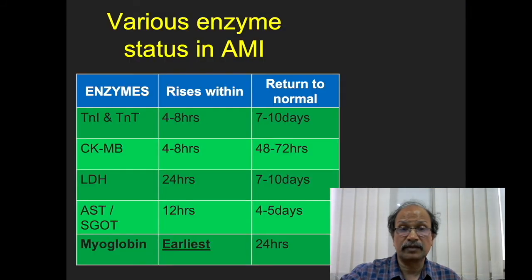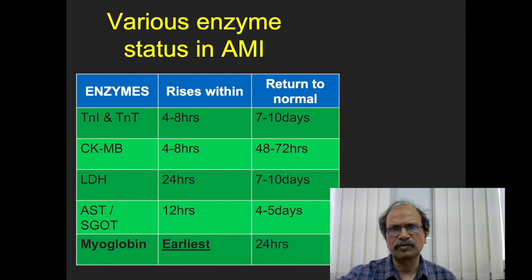And this is a diagrammatic representation of the different enzymes and proteins that will help us to identify myocardial infarction. Notice that AST is the one which takes longer, about 12 hours, and will take 7 days to come down to normal. LDH also takes 7 to 10 days to come down to normal, but LDH starts rising only after 24 hours. So in acute myocardial infarction, troponin and CK are the ones which are helpful in diagnosing acute MI.